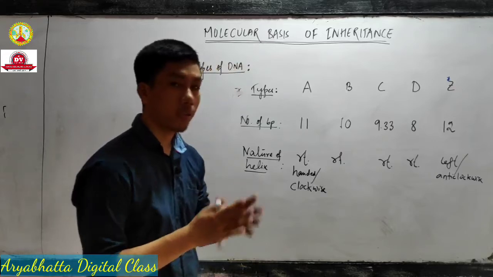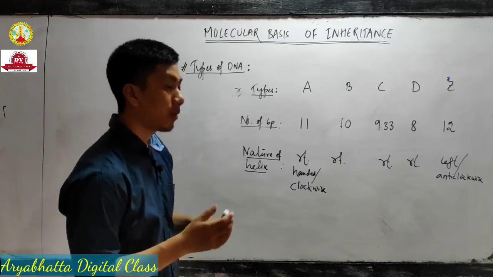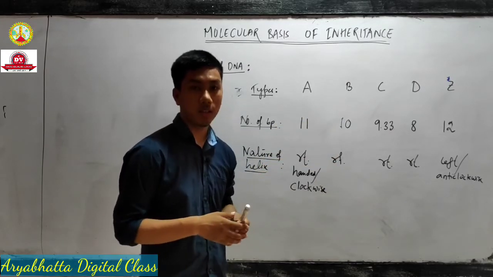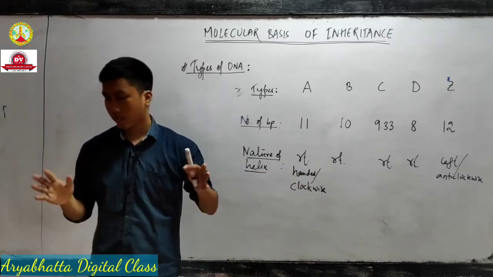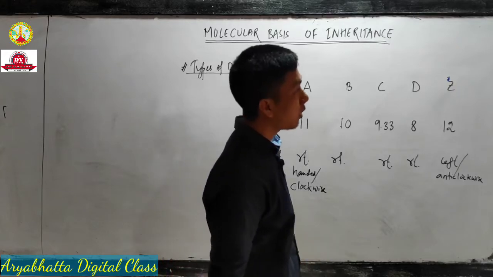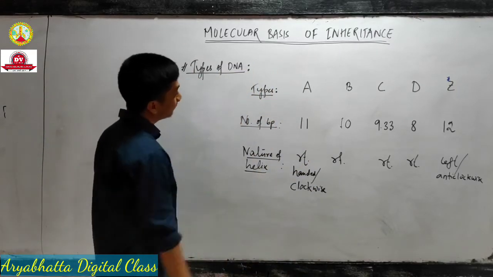So try to remember the number of base pairs, and the nature of DNA. In my previous video, I said that B DNA is left-handed DNA. That is not true, so make it correct: right-handed DNA. Yeah, it happens sometimes because of this very hot humidity and temperature.